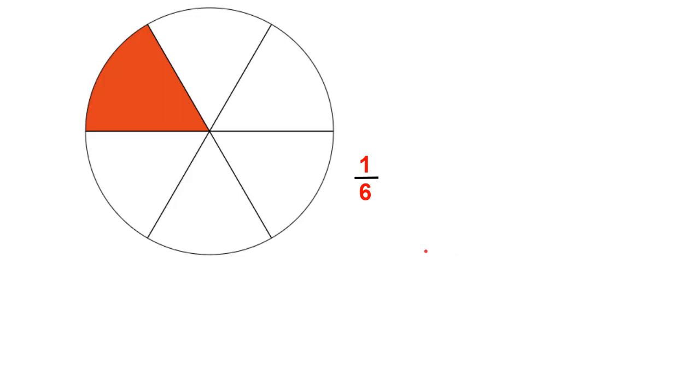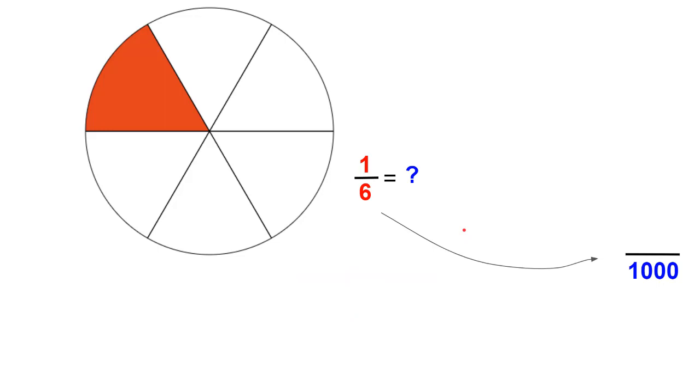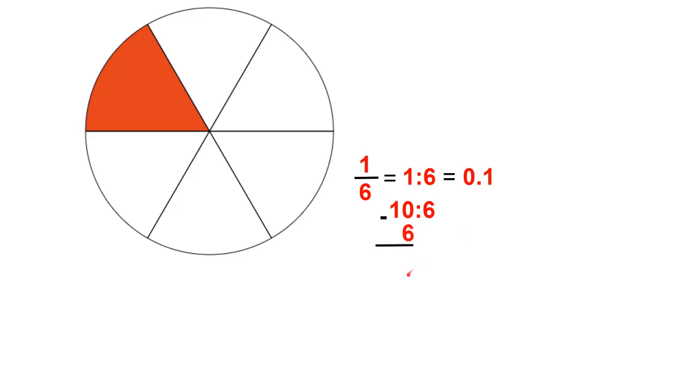Let's see what we do with 1 over 6. I'll skip the part with 10, 100, and 1000, because none of them can be divided evenly by 6. And I'll use long division again. 1 is smaller than 6, so it's 0 point something. And we add a 0 to the 1, and we get 10 divided by 6, which is 1. 1 times 6 is 6, and we're left with a 4. 4 is too small, so we add a 0.